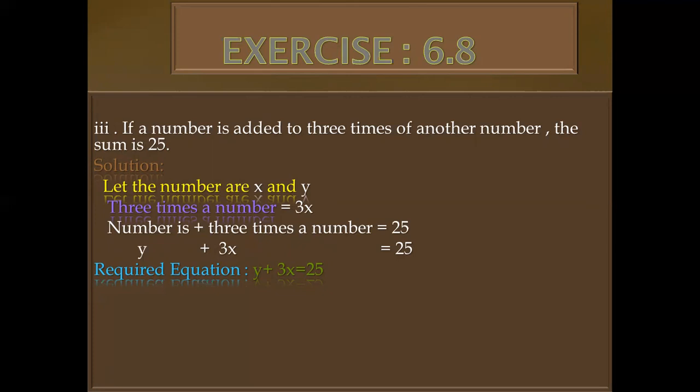3 times the number means 3x. You can also write 3y because it didn't mention which one is the first number and which one is the second one. I write 3 times with x. Added means plus. So y plus 3x is equal to 25, or we can write 3x plus y is equal to 25. I told you "is" means equal to 25. So y plus 3x is equal to 25. This is our required equation.